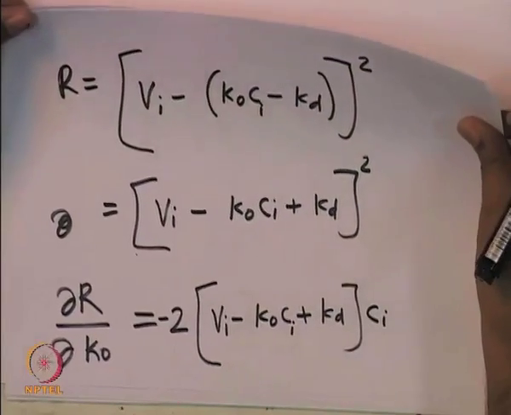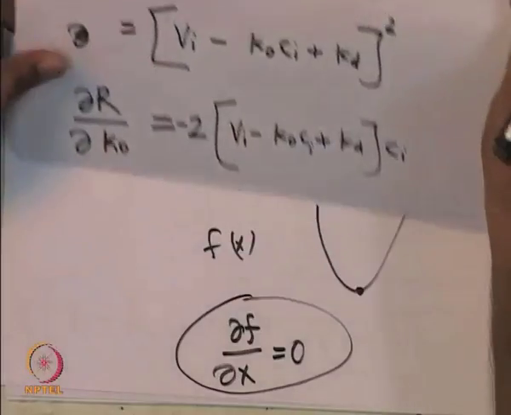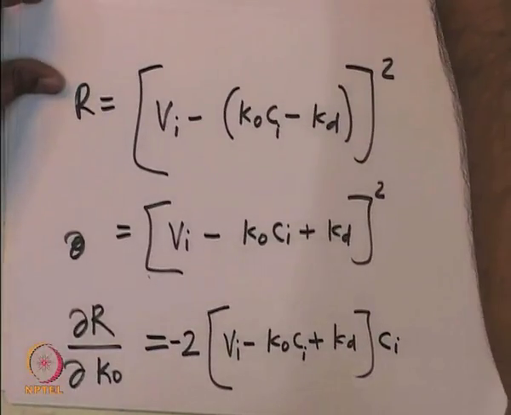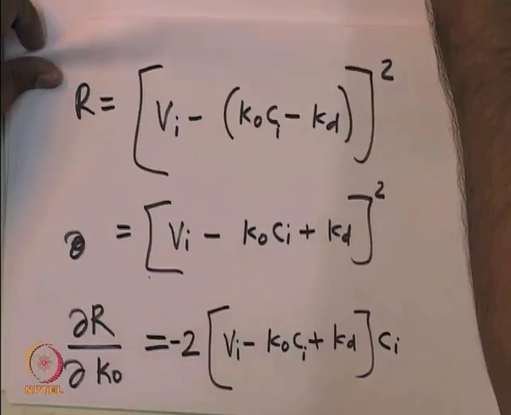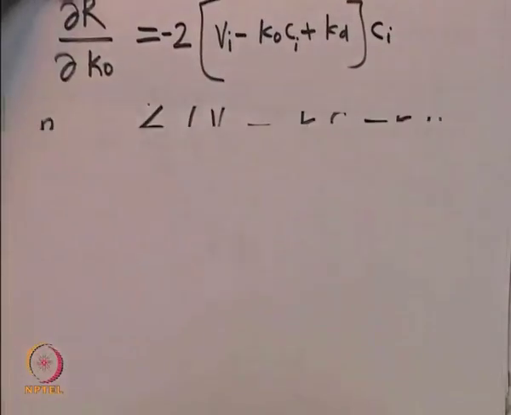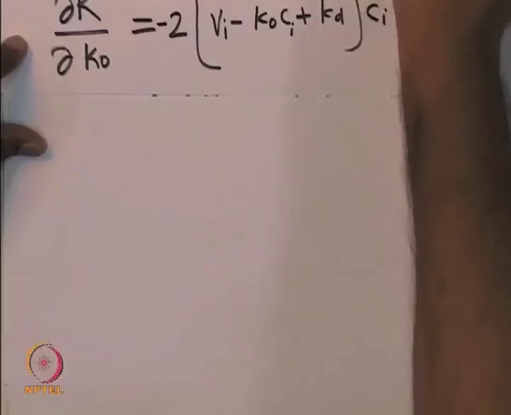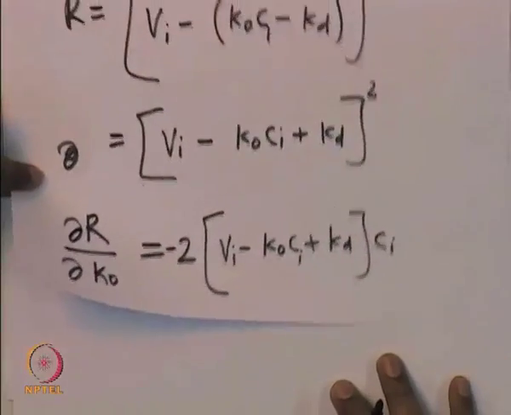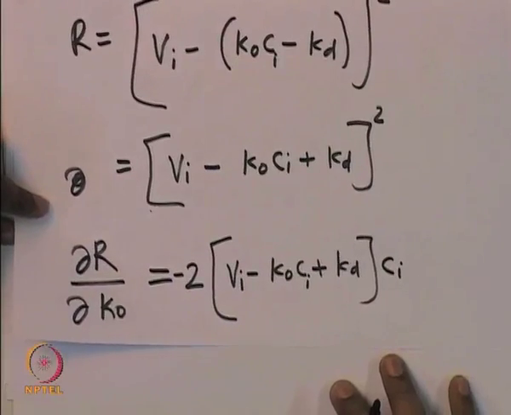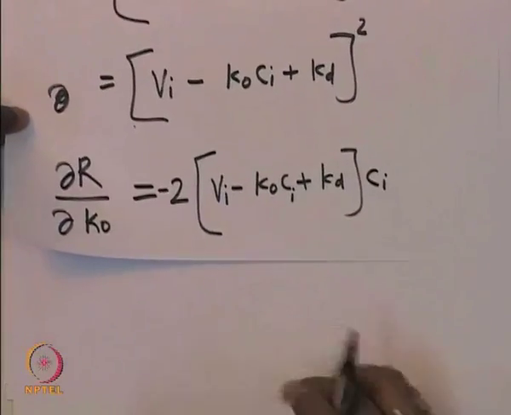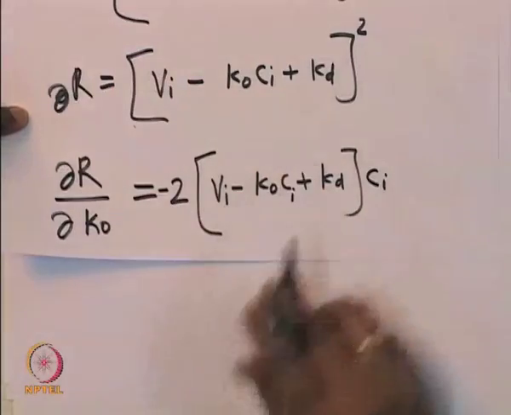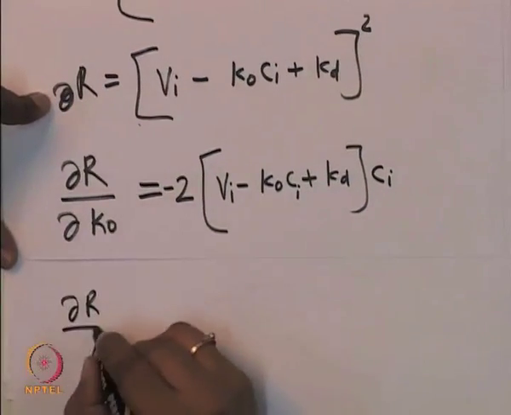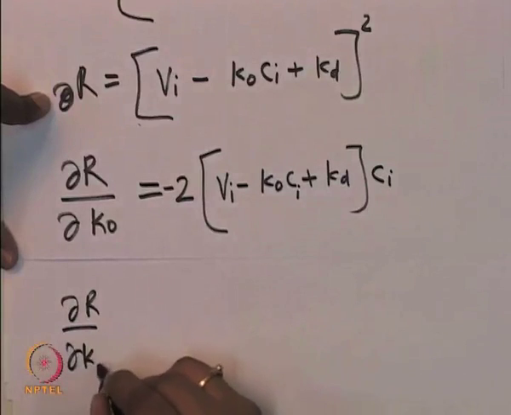What is del R by del K D? Del R by del K D can be written as follows. If you know this particular V I, if you know this particular R, so this is our R, we can write del R by del K D.